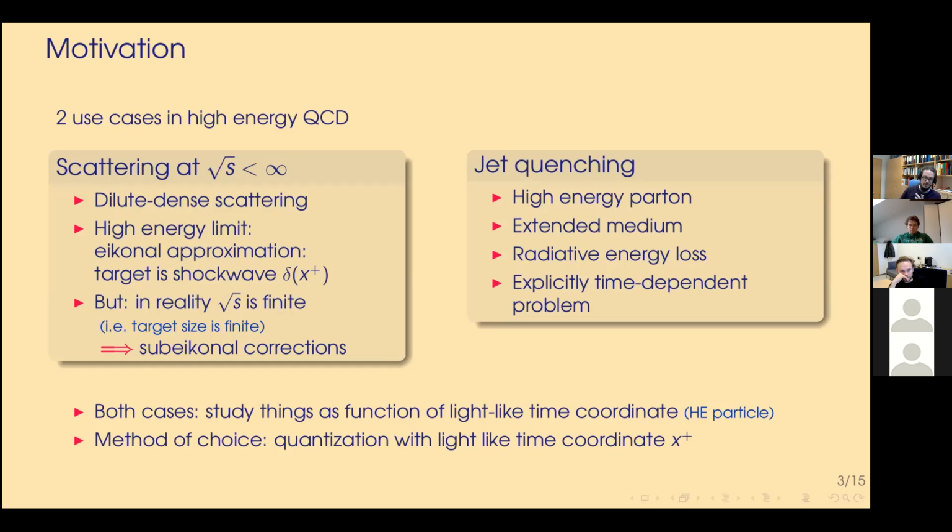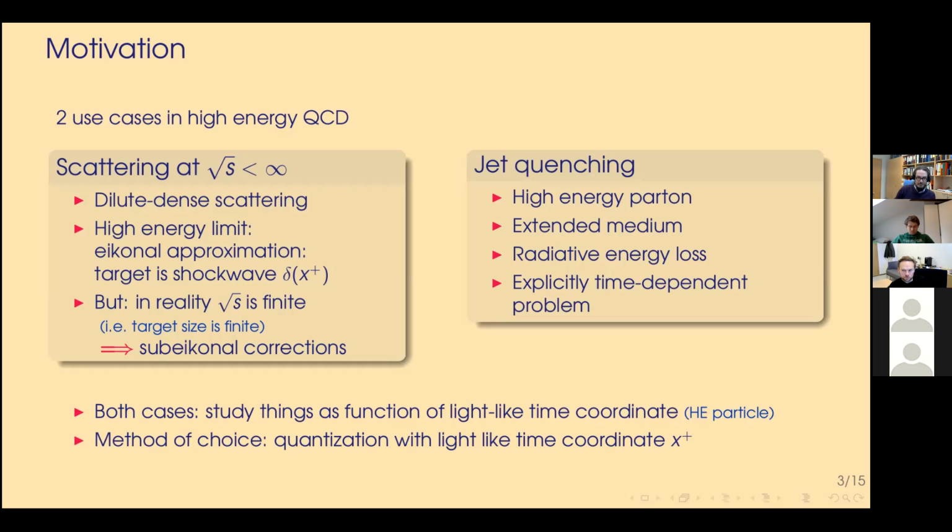So in both cases, what these have in common is that you want to study things explicitly as a function of a light-like time coordinate. We really have light-like massless particles that are going at the velocity of light. So the trajectory of the particle we are interested in follows a light-like trajectory. It's not really a time-like or a space-like problem. It's a light-like trajectory of this particle.